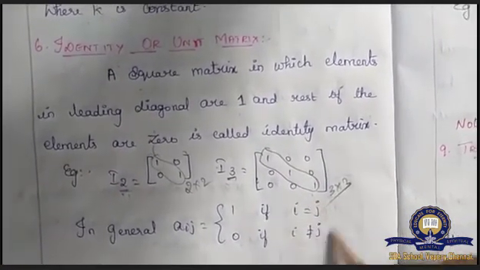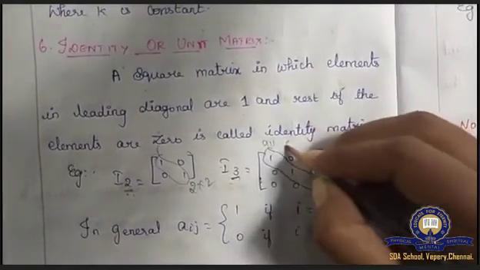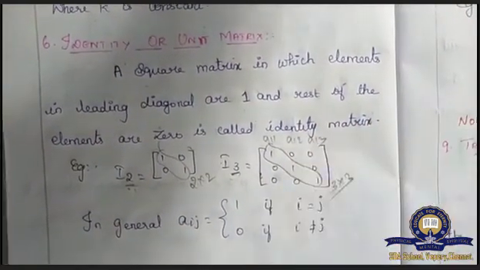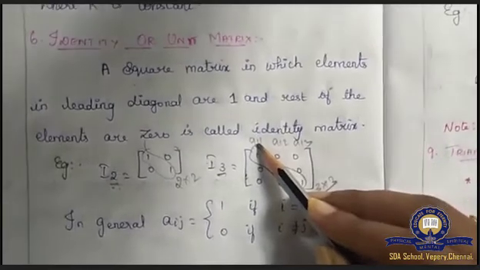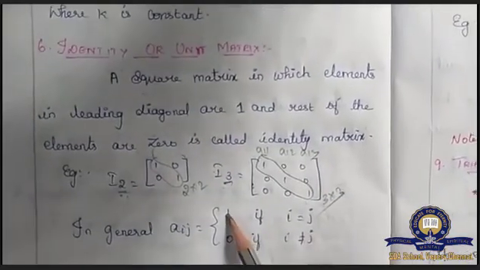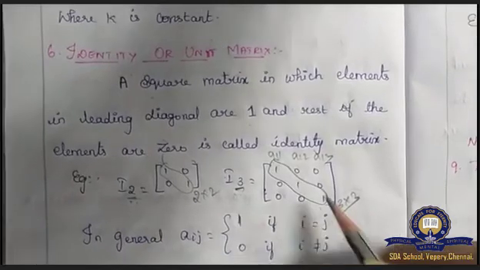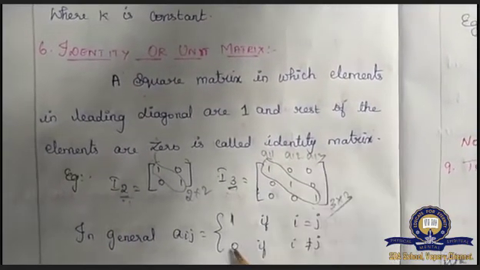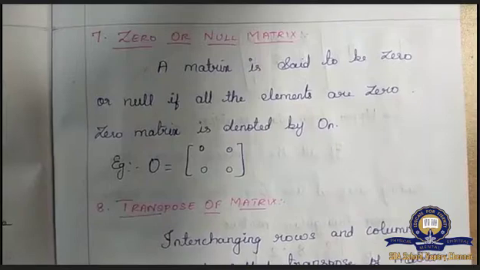to j. What do you mean by this? Here a11, a12, a13, right? So a11 where i is equal to j. Okay. So if i is equal to j, then what will the element be? 1. Okay. If i is not equal to j, the element will be 0.